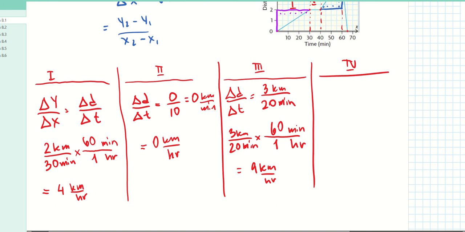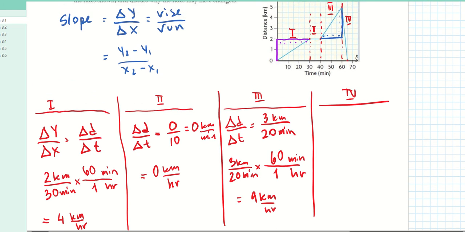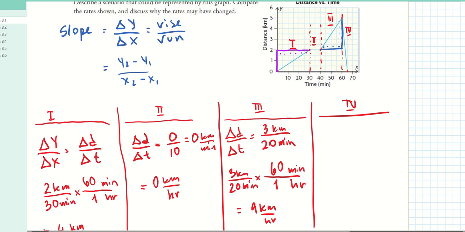All right, so we have 3 intervals already. Let's get the final one. Now the final one looks like someone is going back, because it started from 0 and went all the way up to 5 kilometers and then returned quite quickly here. So the time for this is right between 60 and 70, which means that's only 5 minutes in time. And the distance goes from 5 to 0. So this is going to be negative because the slope is negative.